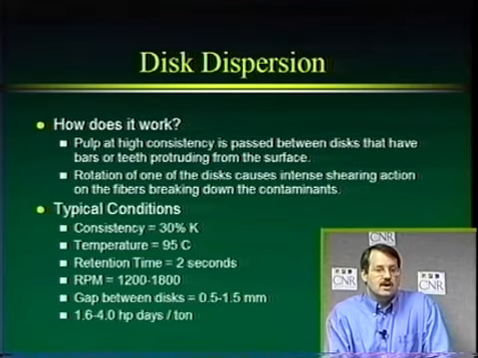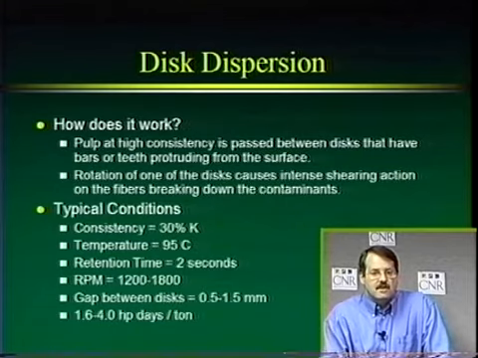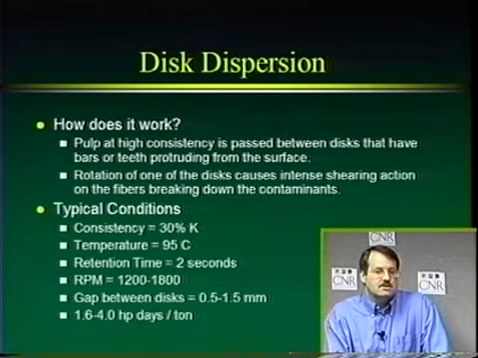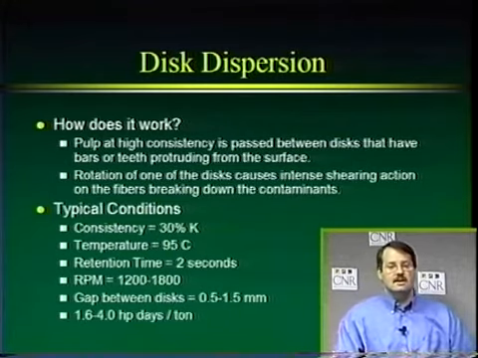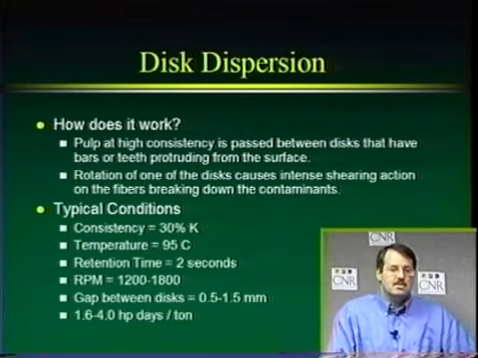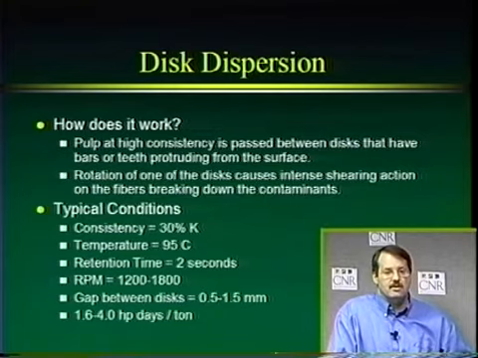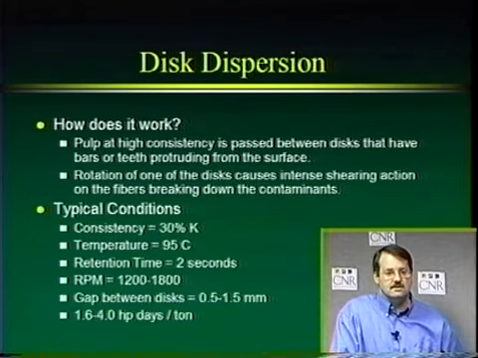Here, we're just going to try and break down contaminants. One of the discs with teeth rotates, and that causes intense shearing action on the fibers and the contaminants that exist between the gaps of the two discs. Now, disc dispersion is typically run at high consistency, about 30% consistency. So oftentimes we'll need some thickening equipment to get us to that consistency.